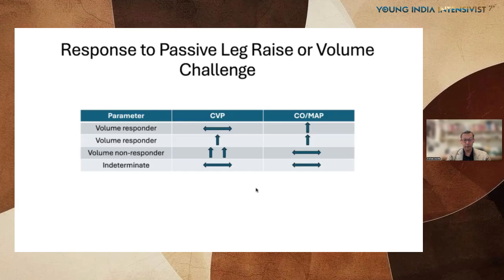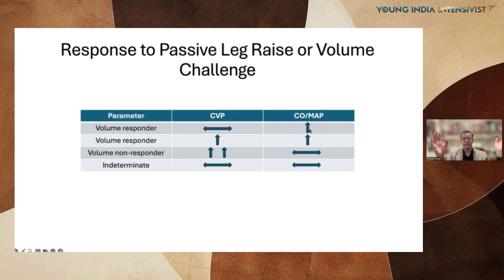I routinely do passive leg raises in the ICU. Passive leg raises are popular even in the literature, even in people who don't like CVPs, because as you know, it's an auto transfusion. You're transferring blood from the lower extremities into the central circulation. But I do like to use the CVP in interpreting my passive leg raise responses.